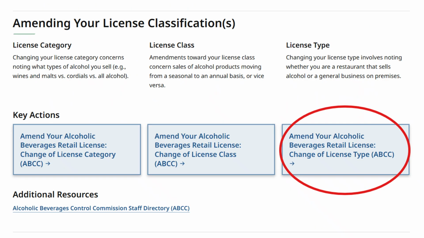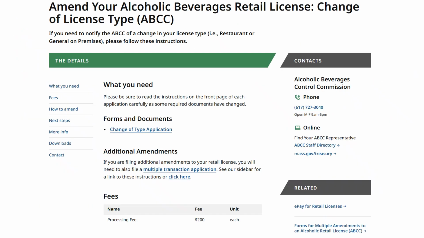You will then be directed to the Amending Your License Classification section of the page. Click Amend Your Alcoholic Beverages Retail License, Change of License Type. The Change of License Type includes the PDF link to the Change of License Type application. It also includes a link to the Multiple Transaction application. If you wish to make multiple amendments to your license in addition to the Change of License Type amendment, you may fill out the Multiple Transaction application and complete the applicable sections. Always make sure that the materials required for each amendment are included in your application packet before being submitted.